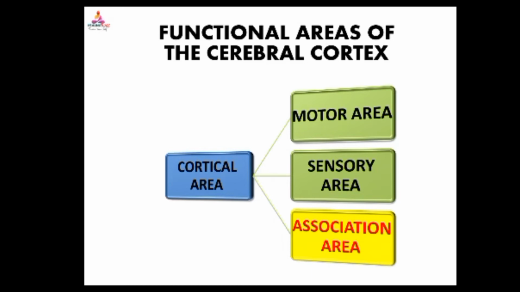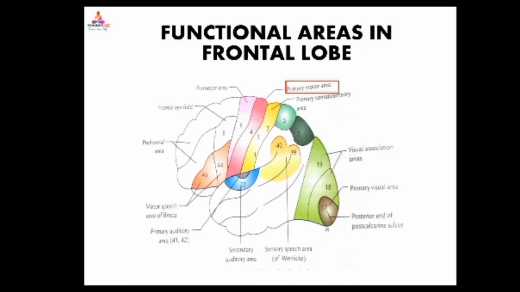Next is the association areas. These are not concerned with primary motor or sensory functions but have more important associative, integrative, and cognitive functions. Then, functional areas in the frontal lobe. First one is the primary motor area, that is the area 4 of Brodmann.